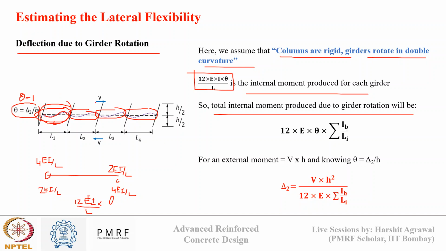Now for the external moment, if the shear acting on this story is V, then the external moment that is produced is V into H. Due to this coupling action, V into H by 2 plus V into H by 2 both add up to give me the external moment. So if I balance this external moment with the internal moment, and use the relation theta is equal to delta by H, I will get delta 2 equal to Vh square upon 12E summation of Ib by Li. This will give me the deflection due to girder rotation.